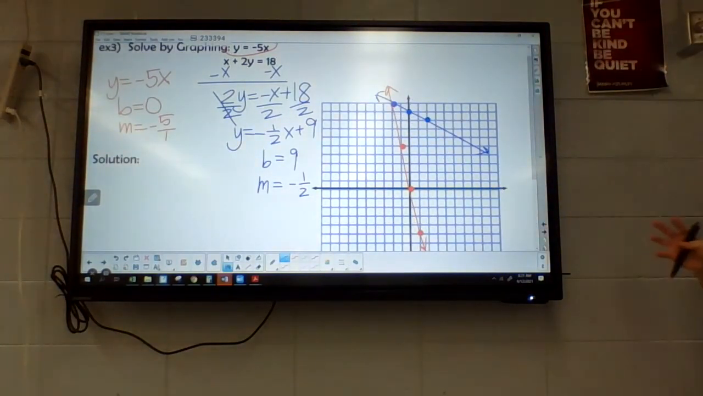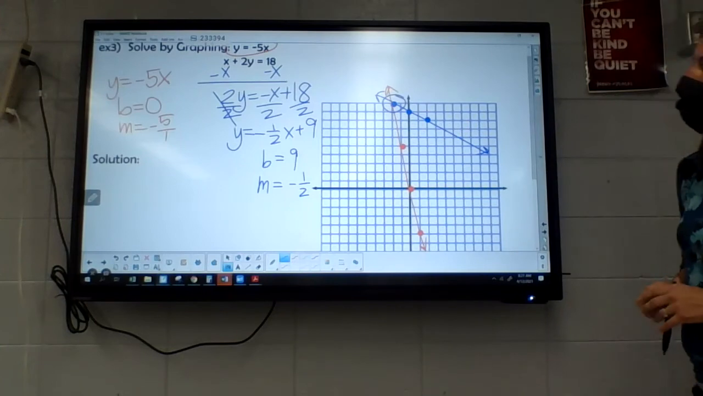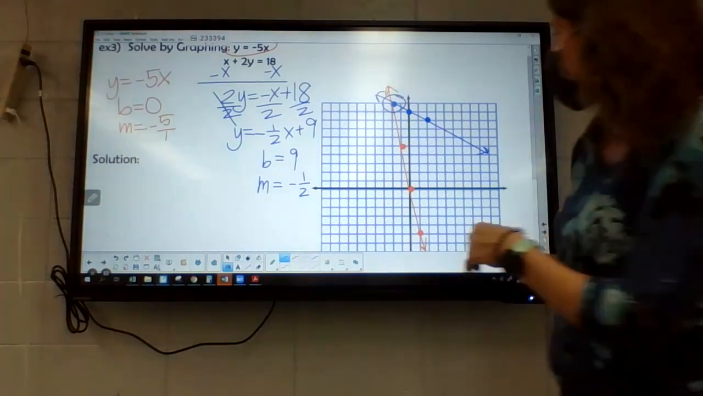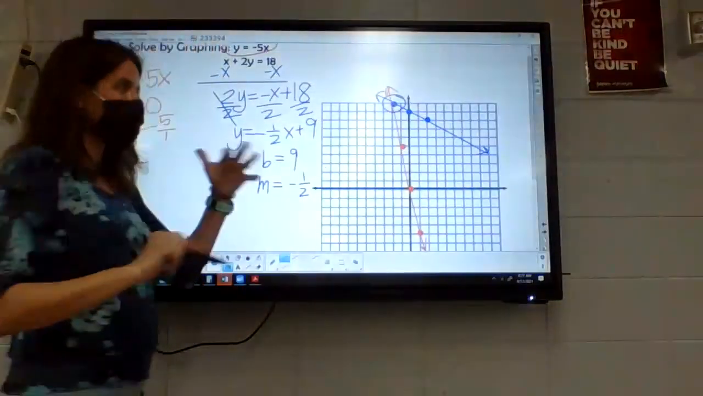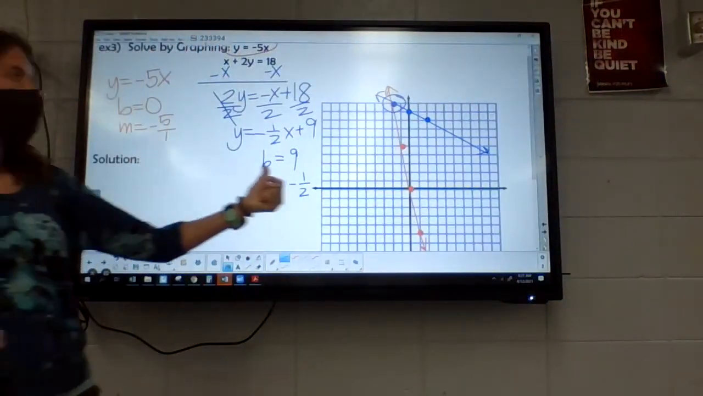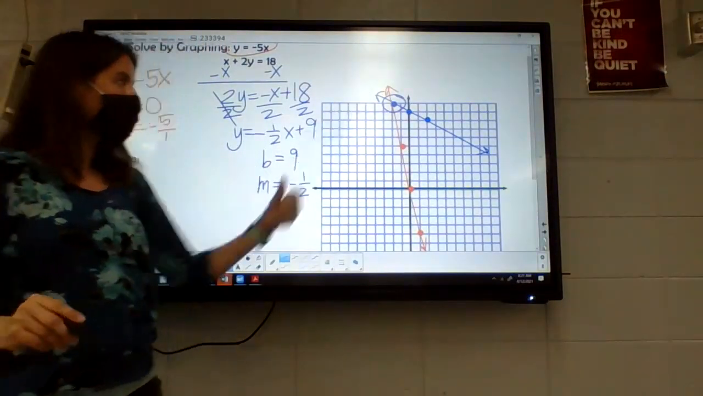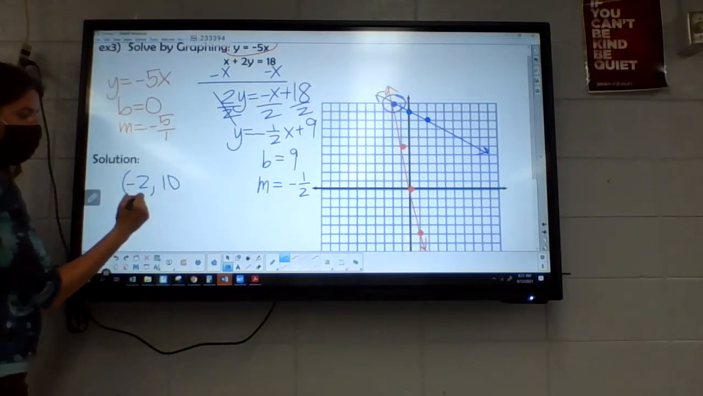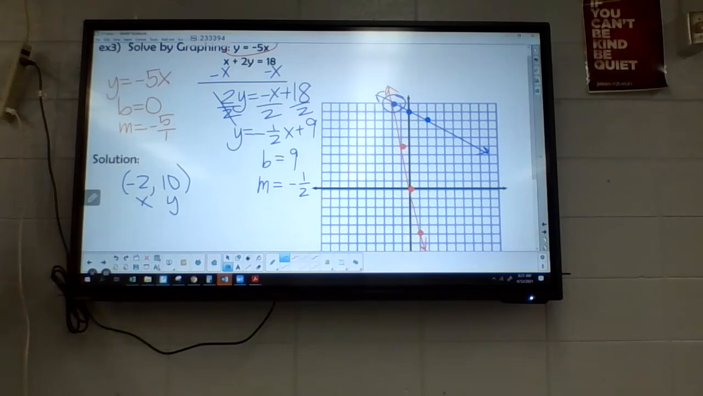Once you hit the lines, I don't need you to show me every dot after that point. I just need to know where they cross. So the solution is where they cross. In this case, and remember with coordinate points, it's a little confusing, you have to write the x first. So I go right 2 and then up 10. Negative 2, 10 would be the solution. There's my x and y.